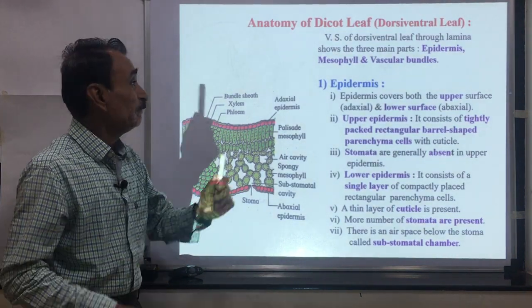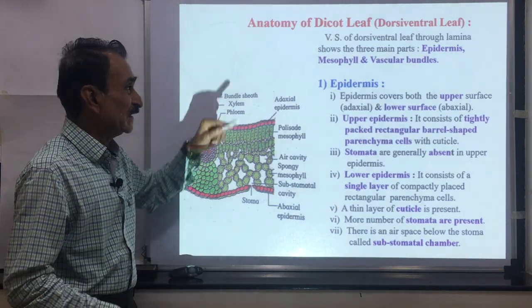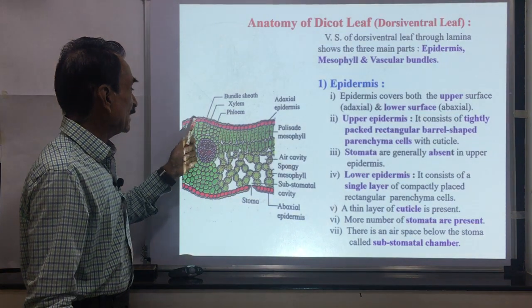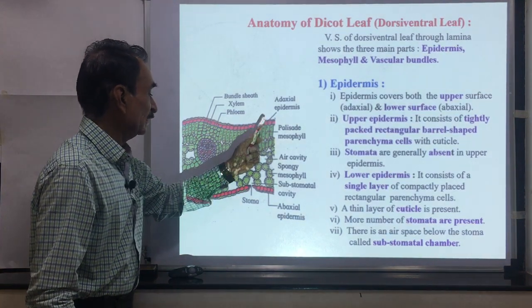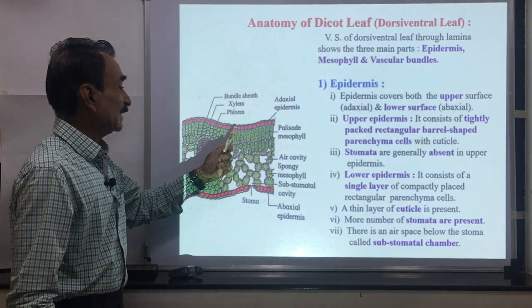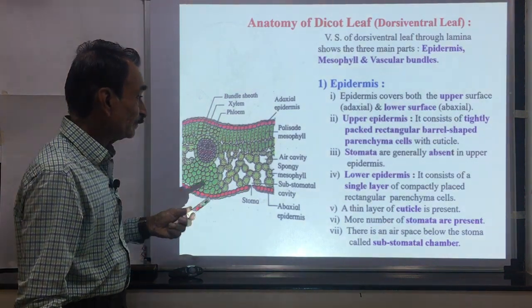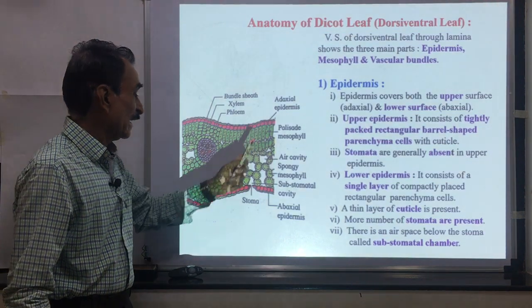You see once again, the vertical section of the dorsiventral leaf consists of epidermis, mesophyll, and vascular bundles. Epidermis: there are two epidermal surfaces, upper epidermis, adaxial, and lower epidermis, abaxial. Upper epidermis is made up of barrel-shaped compactly placed parenchymatous cells. Generally, stomata are absent on the upper epidermis.